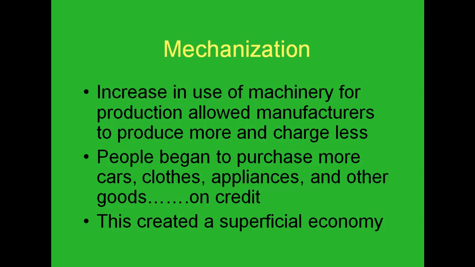As you know, the 1920s marks increased mechanization in our country. This is because of the increases in technology and the increase in use of machinery for production, which allowed manufacturers to produce more and charge less because they're more efficient. People began to purchase more cars, clothes, appliances, and other goods on credit. In other words, they borrowed money to achieve the American dream. This created a superficial economy.